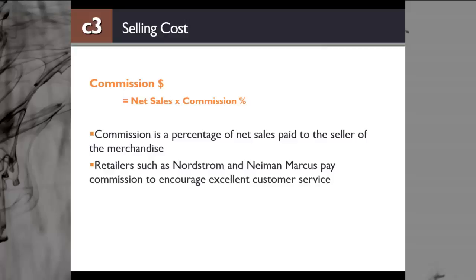So now you can also calculate the commission dollar if you know the net sales and commission percent. Commission is the percentage of the net sale paid to the seller of the merchandise, and retailers such as Nordstrom and Neiman Marcus pay commission in addition to basic wages to encourage excellent customer service. Because you get more if you're selling more, they try to encourage the salespeople to give more excellent customer service.